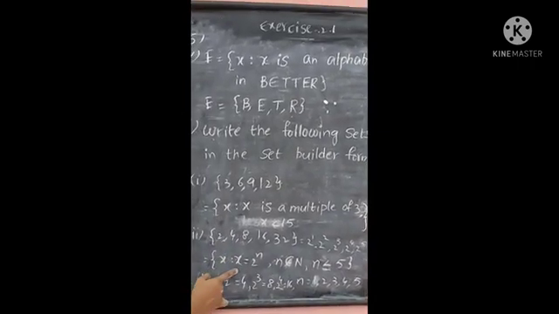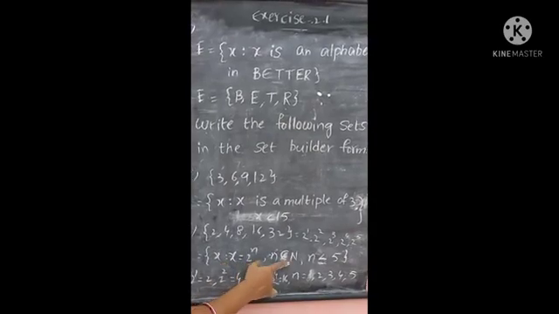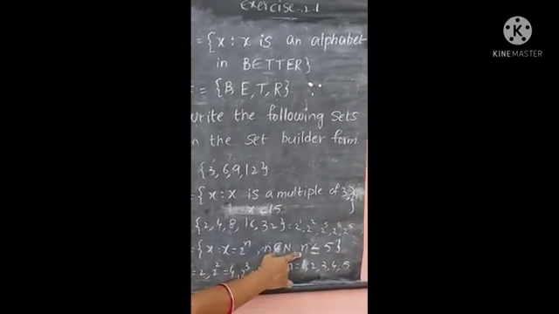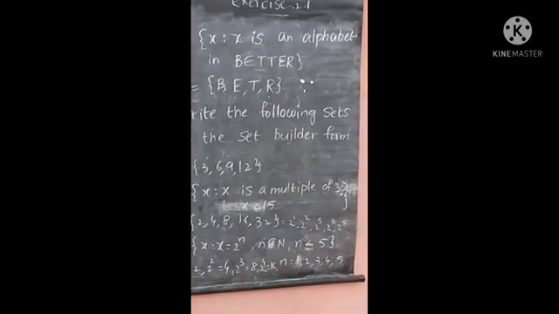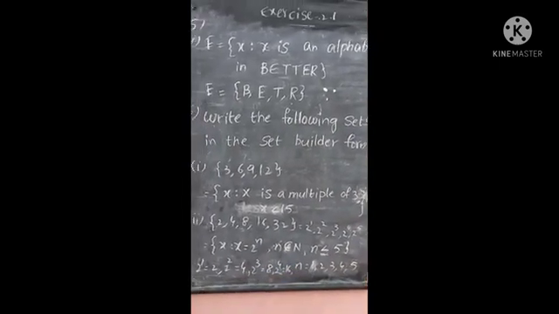These are the elements belonging to this set, and the set builder form for this set is x such that x is equals to 2 power n, and this small n belongs to the natural numbers, and that value is less than or equals to 5. Here n value is 1, 2, 3, 4, 5 only. This is the set builder form for this given set.